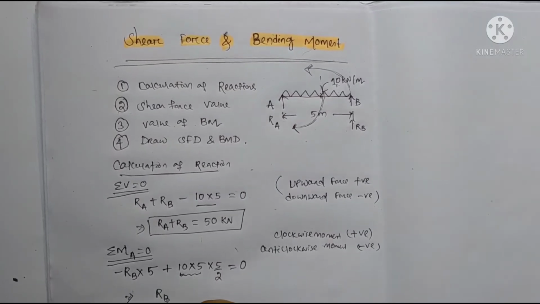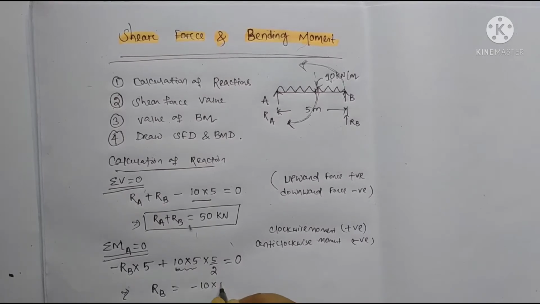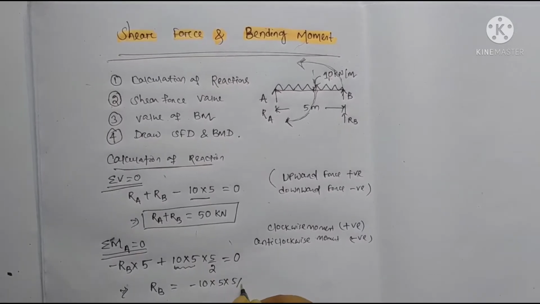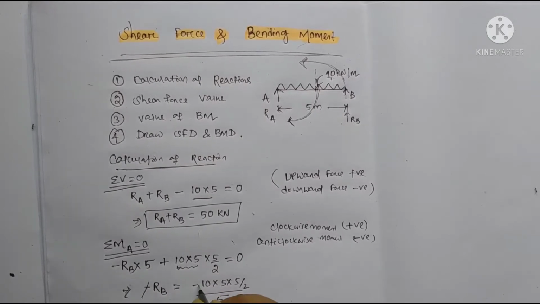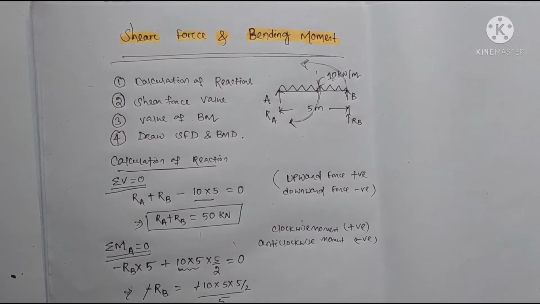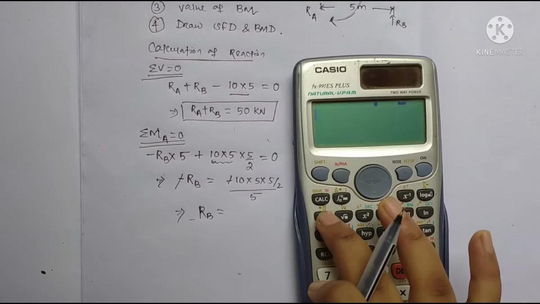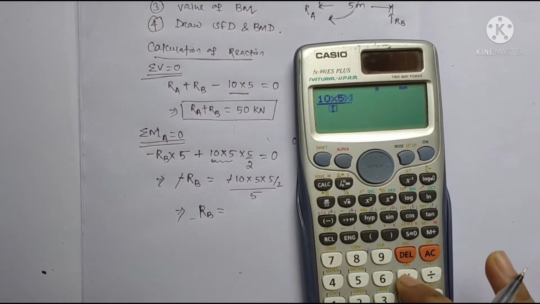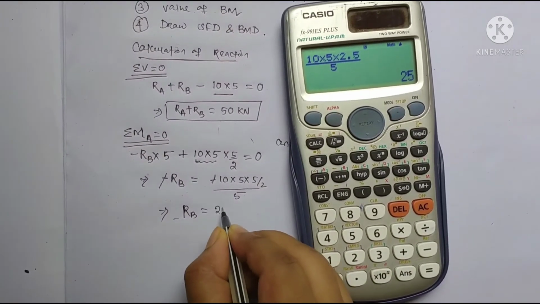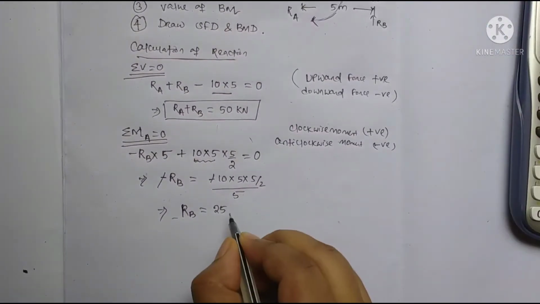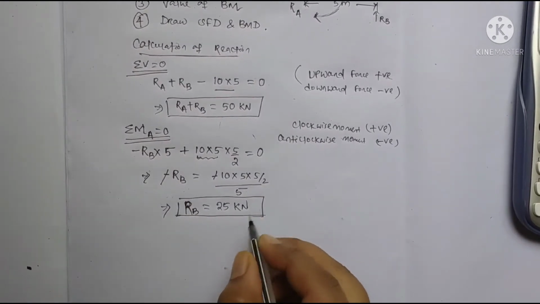So RB equal to minus 10 into 5 by 2 divided by 5, that is minus RB. Minus minus will cancel. So RB equal to 10 into 5 into 2.5 divided by 5, that is equal to 25 kilonewton. We get the value of RB.